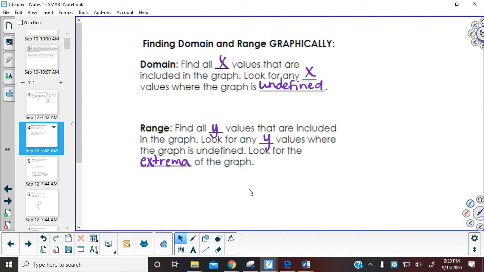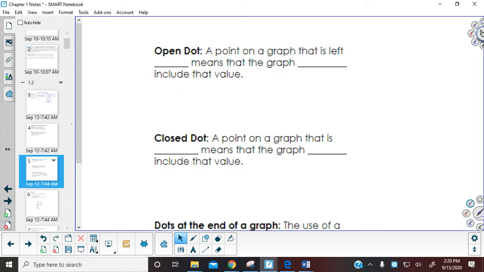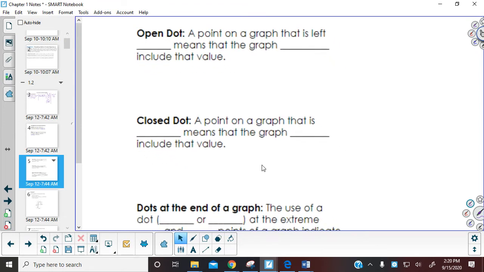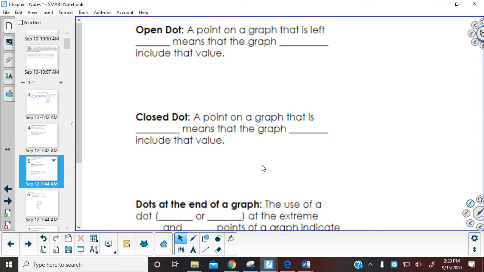Okay, so just a quick recap. Your domain are your x values, your range are your y values. That's kind of the short way to think about this. So when you look below at the next thing, within your graphs, you have an open dot. If you see an open dot, the point on the graph that is left open just means that the graph does not include that value. Whereas if it's a closed dot, it means that it is included. So if it's a closed dot, it just means that the graph does include that value. Okay, and that's something you have seen before when you graphed number lines and inequalities.